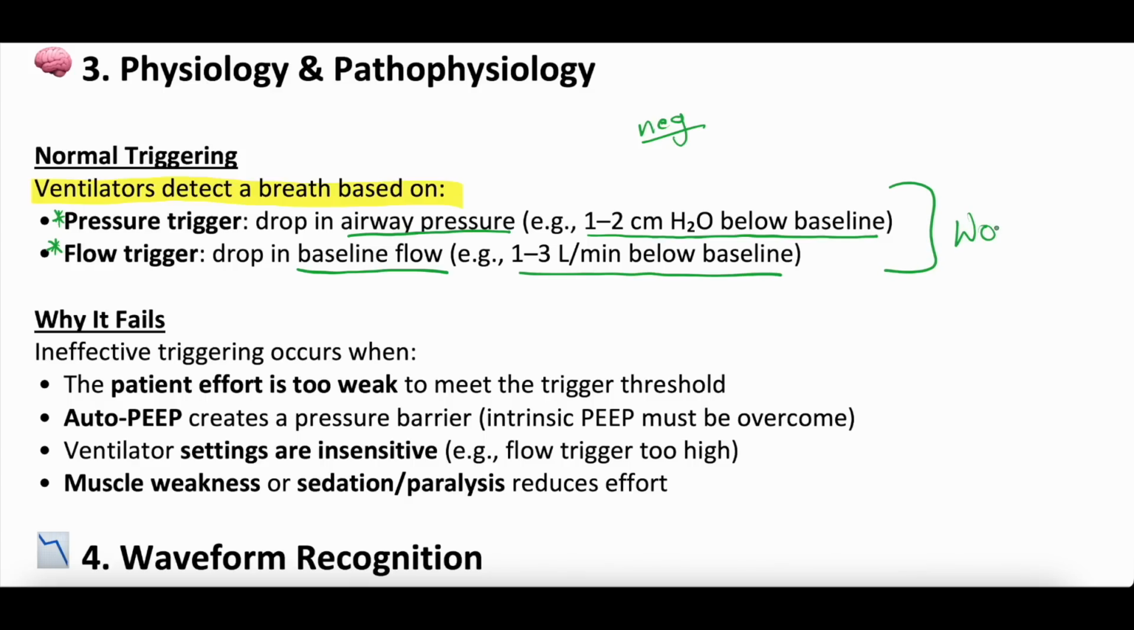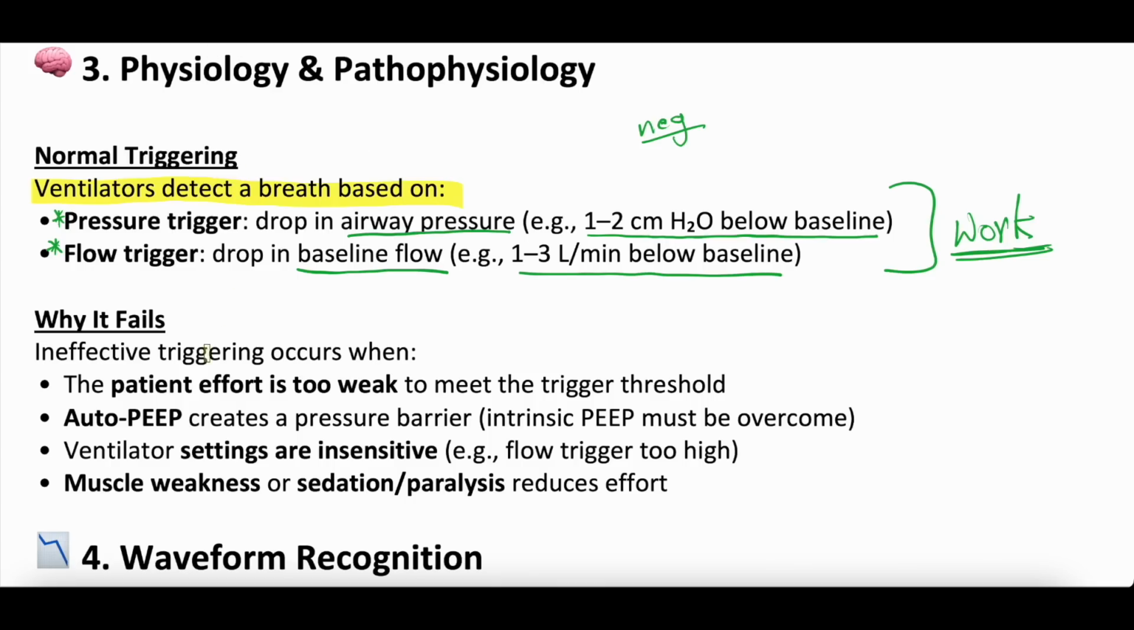They both work totally fine, pressure trigger or flow trigger, but they are settings on the ventilator, and you can change how robust this trigger is. You can increase or decrease the pressure or flow trigger, at least to some degree, for different kinds of clinical indications that we'll talk about.